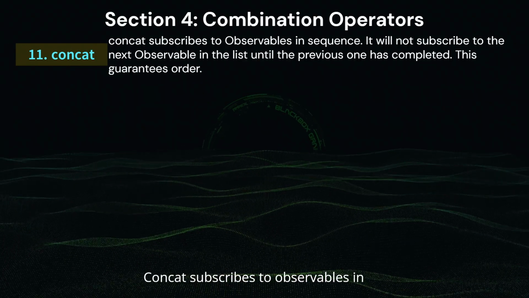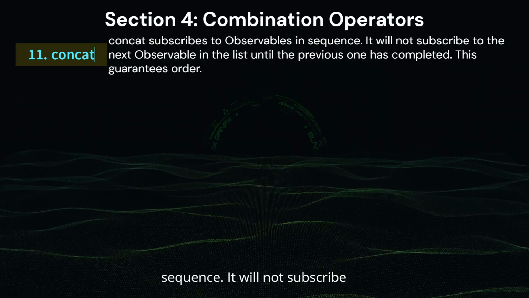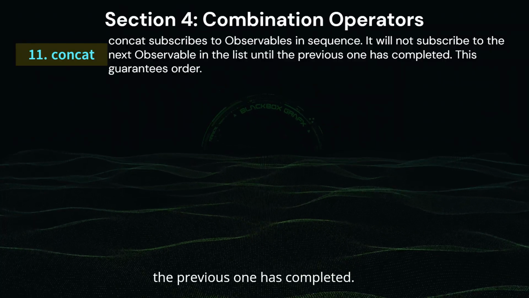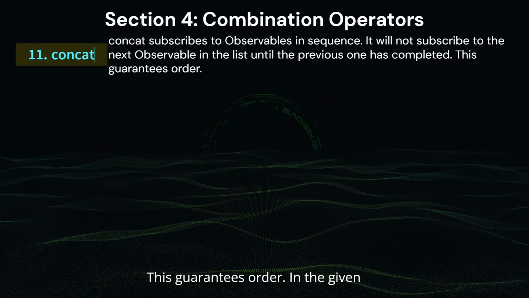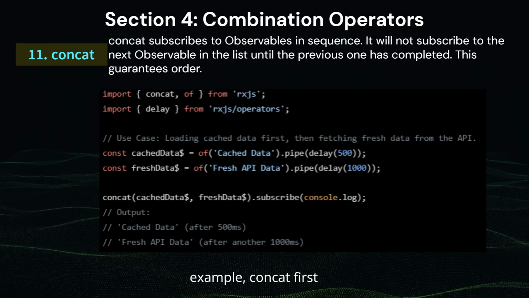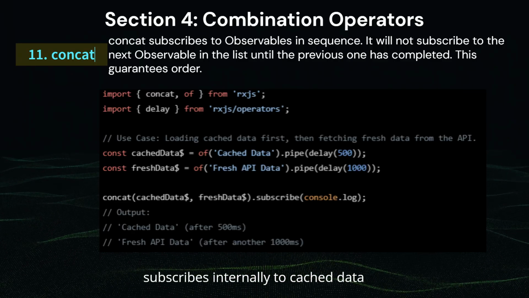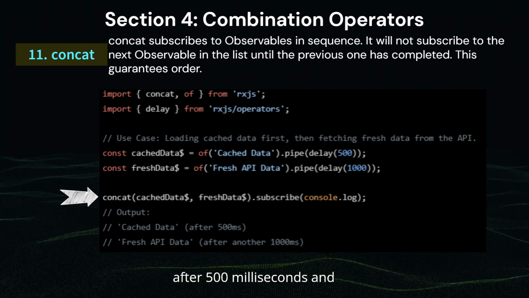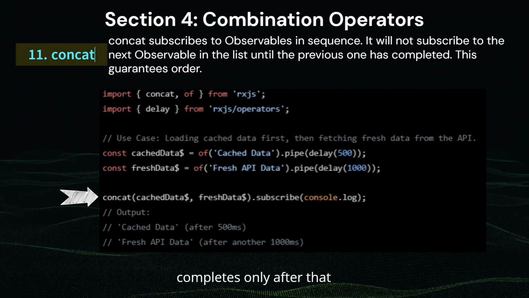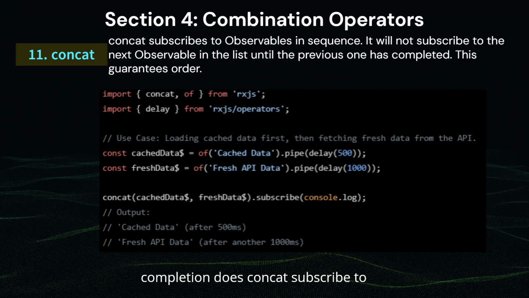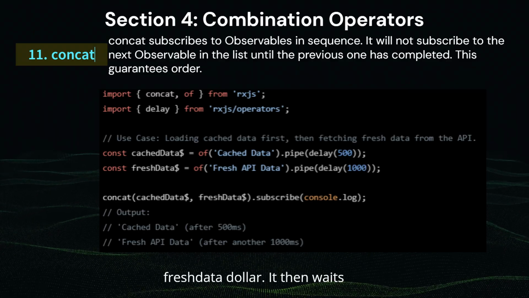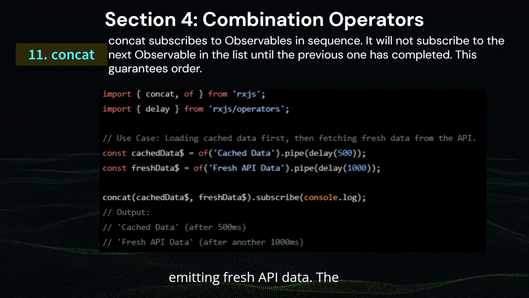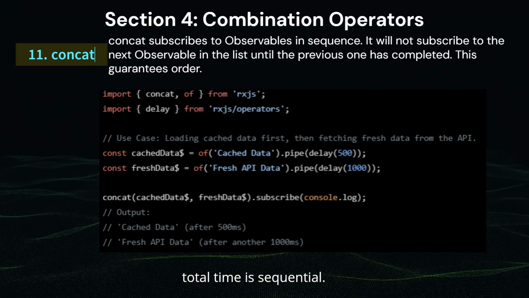concat subscribes to observables in sequence. It will not subscribe to the next observable in the list until the previous one has completed. This guarantees order. In the given example, concat first subscribes internally to cached data. It emits cached data after 500 milliseconds and completes. Only after that completion does concat subscribe to fresh data. It then waits another 1000 milliseconds before emitting fresh API data. The total time is sequential.